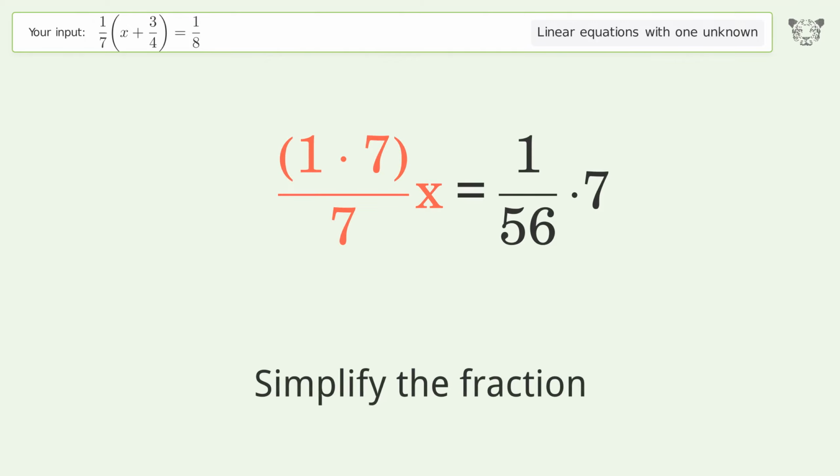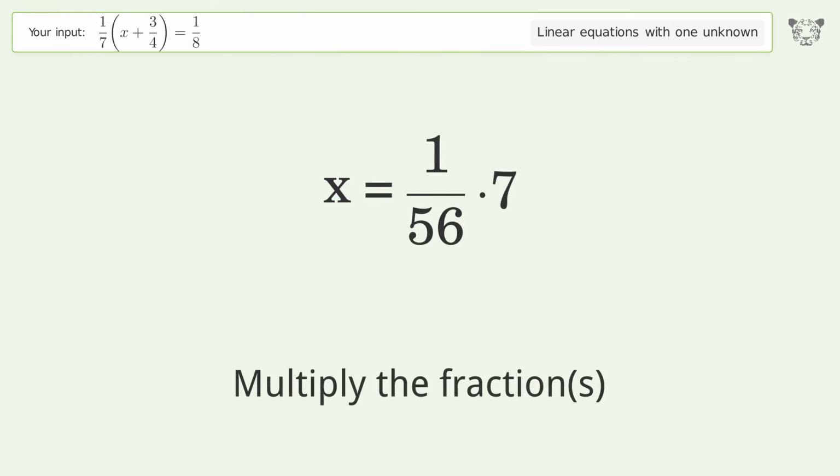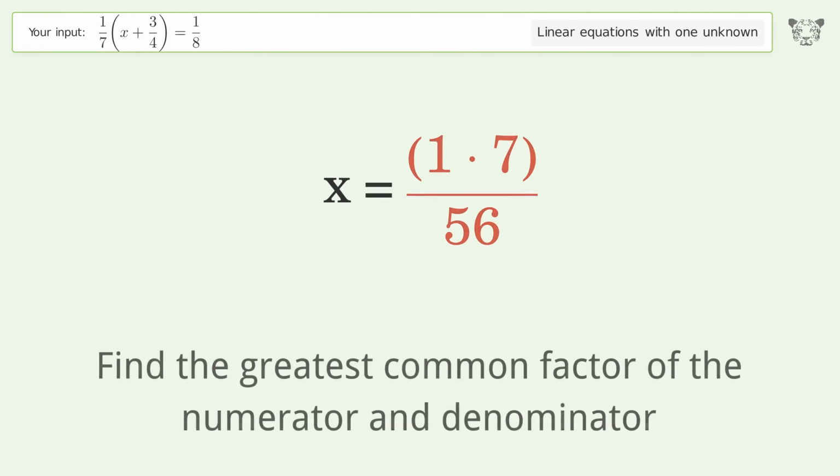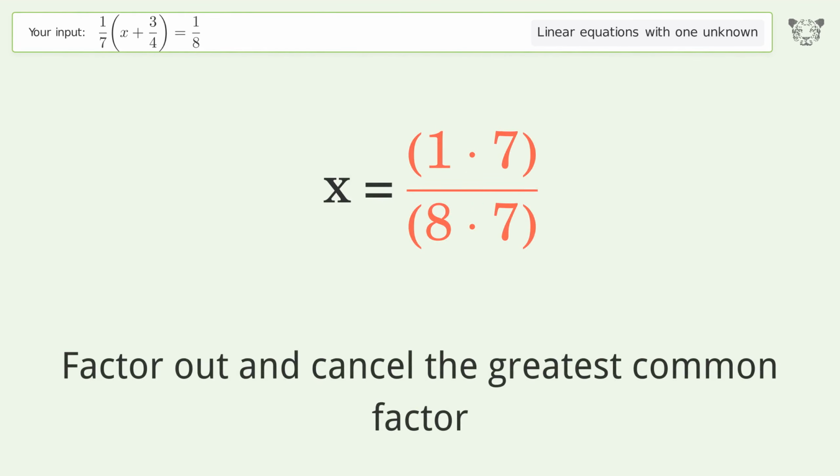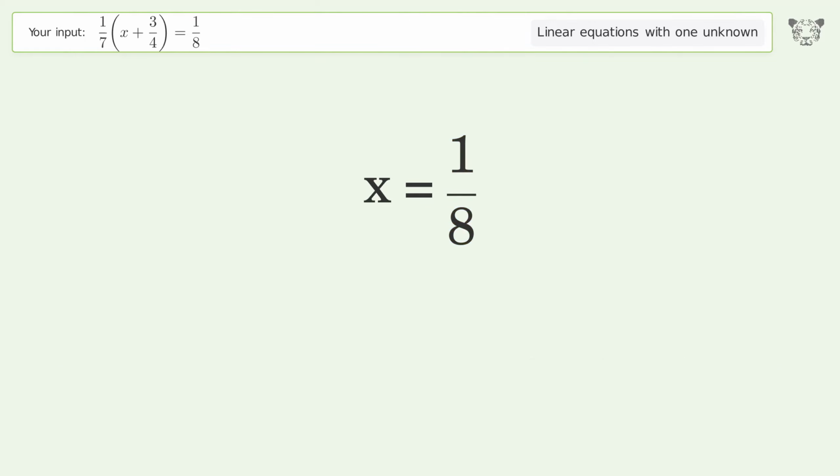Simplify the fraction. Multiply the fractions. Find the greatest common factor of the numerator and denominator. Factor out and cancel the greatest common factor. And so the final result is x equals 1 over 8.